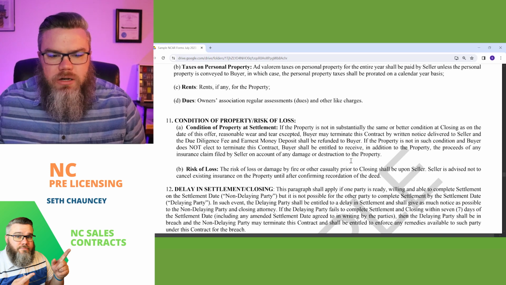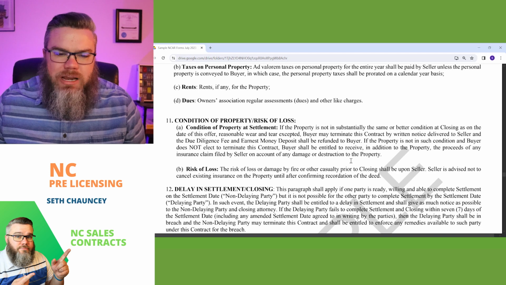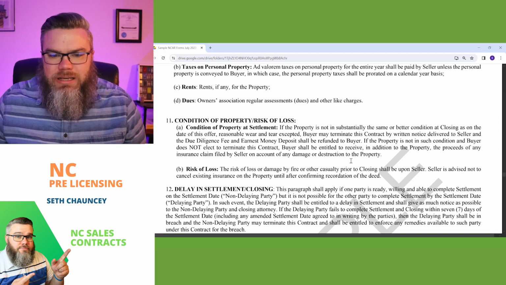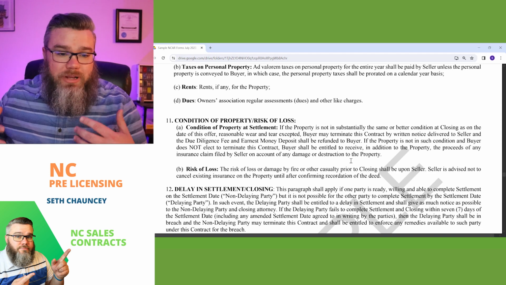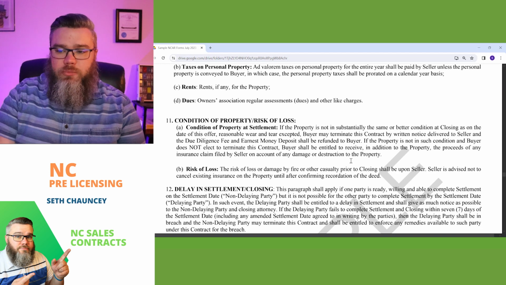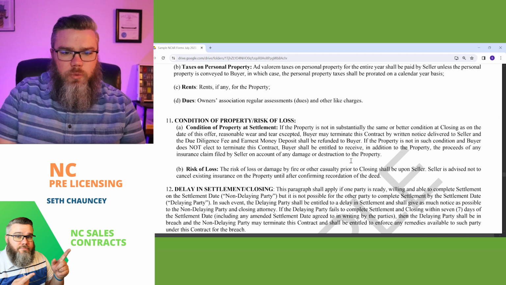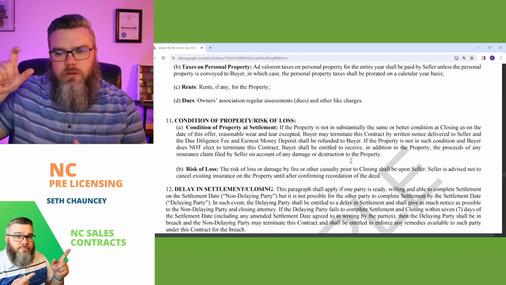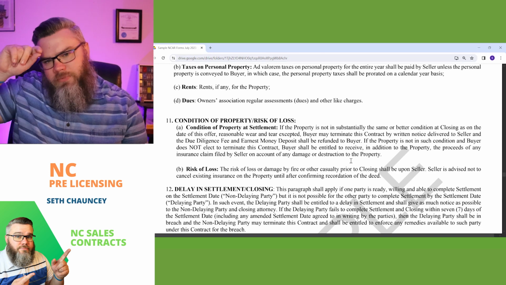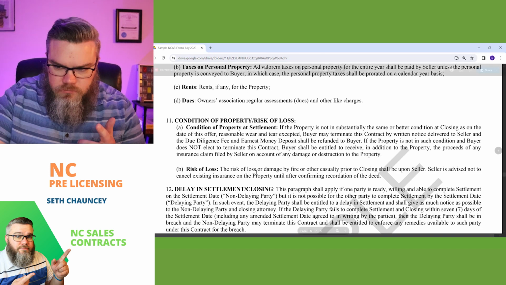Okay, that's reasonable wear and tear. But hail damage, fire damage, flood damage, anything like that would give you the right to back out because the property is not in the same condition as the time that you put the offer. Now, here's the other really testable piece of this and one other thing that's going to come into play here, okay? Let's start with this one.